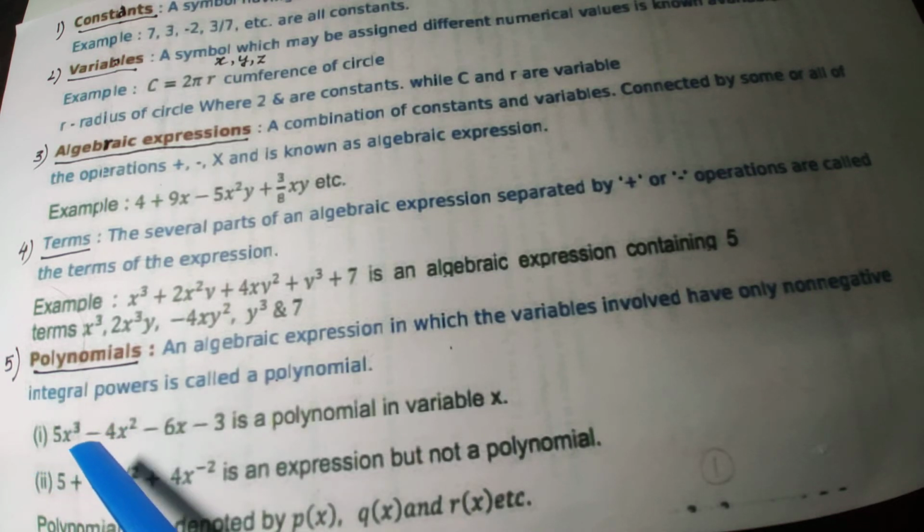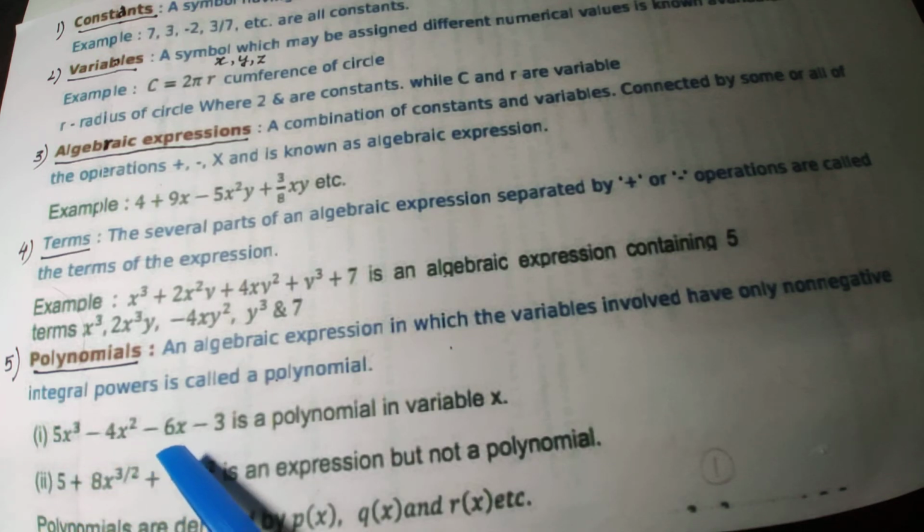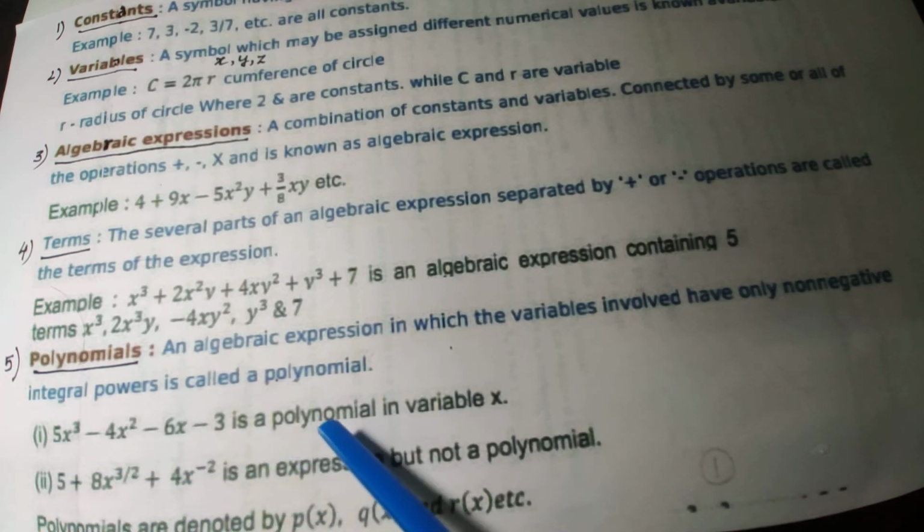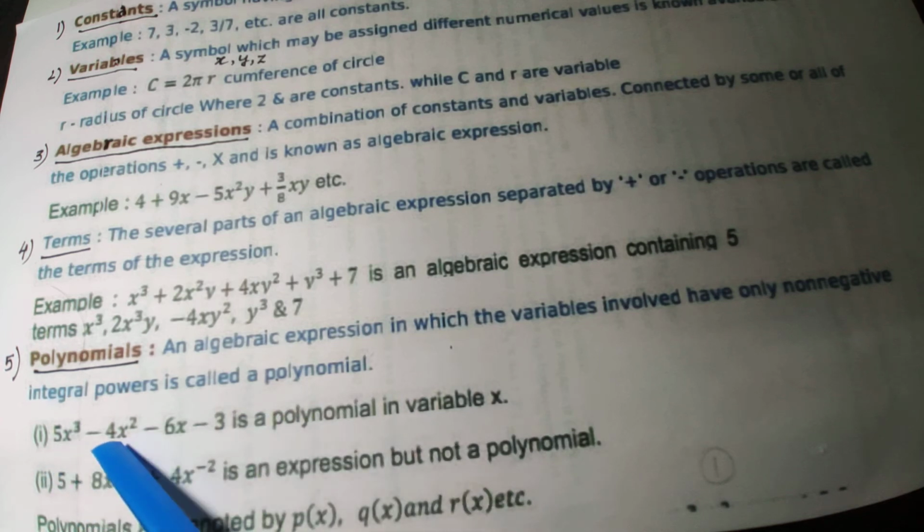For example, 5x minus 5x cube minus 4x square minus 6x minus 3 is a polynomial. Also, this is an algebraic expression. Also, we say that if only one variable x is involved here, this is a polynomial in x.